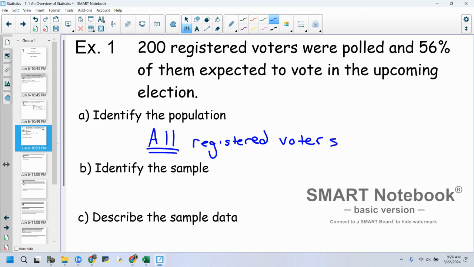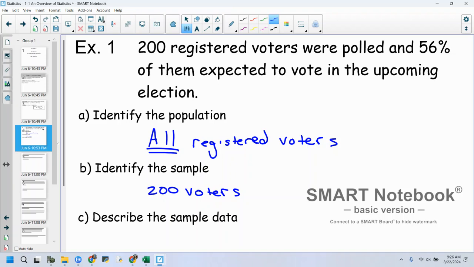Okay. Don't say 200, because that's not necessarily the population. What is 200? That's the sample, right? I say that all of my registered voters is the population, and if I take 200 of them and poll them, that is my sample. Okay, my sample size would be 200, and we polled them, and 56% of those expected to vote in the upcoming election. We polled 200 people. 56% of those people said, yes, I'm definitely going to vote in the upcoming election.